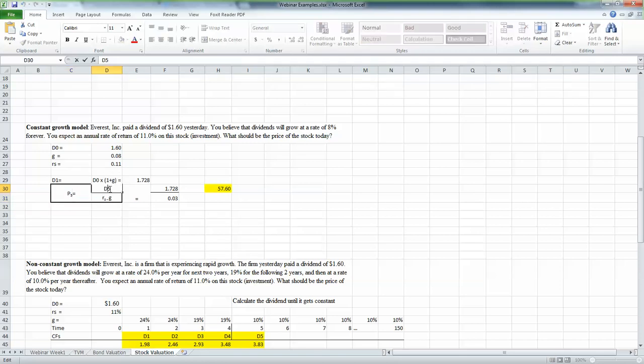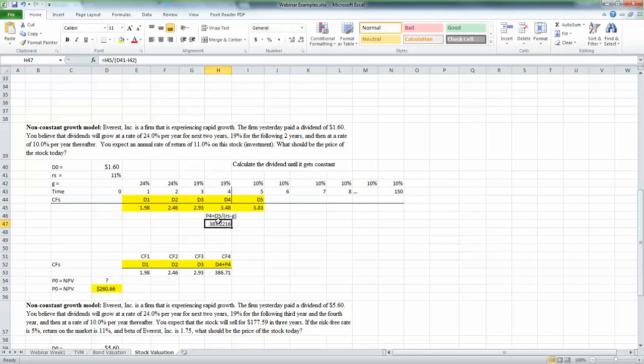Okay, so I use the same analogy here. I use the same theory here. So basically, my expected stock price in year 4 equals the dividend in year 5 divided by RS minus G. So that's what I did here. So what I did was I divided 3.85 by 11% minus 10%, which is 1%. Okay, so basically it gave me $383.22.